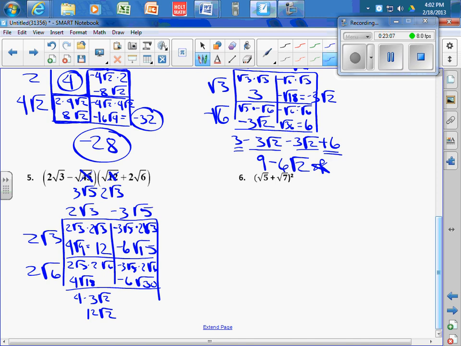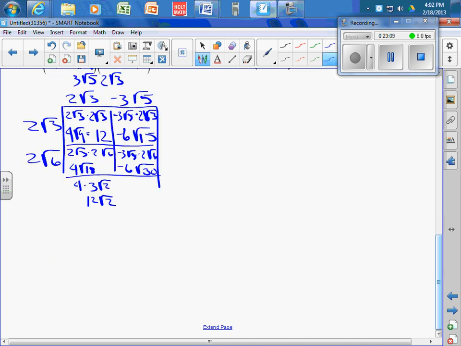Now we need to check to see if we have any like terms. We have 12 minus 6 radical 15 plus 12 radical 2 minus 6 radical 30. Radical 30 cannot be simplified. We don't have any like terms, so this is our final answer.